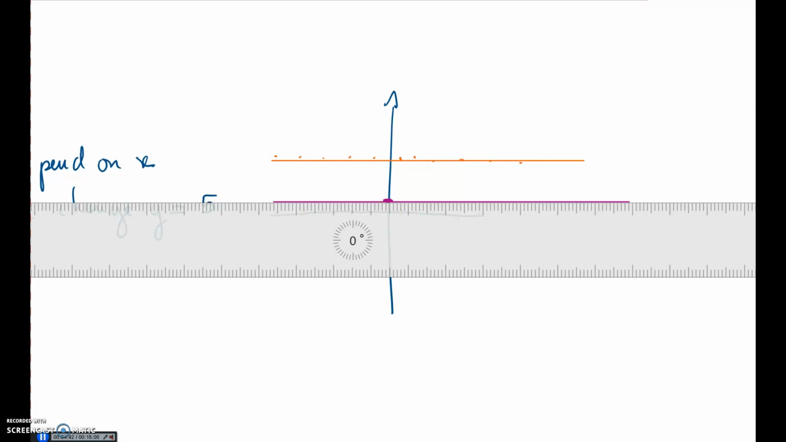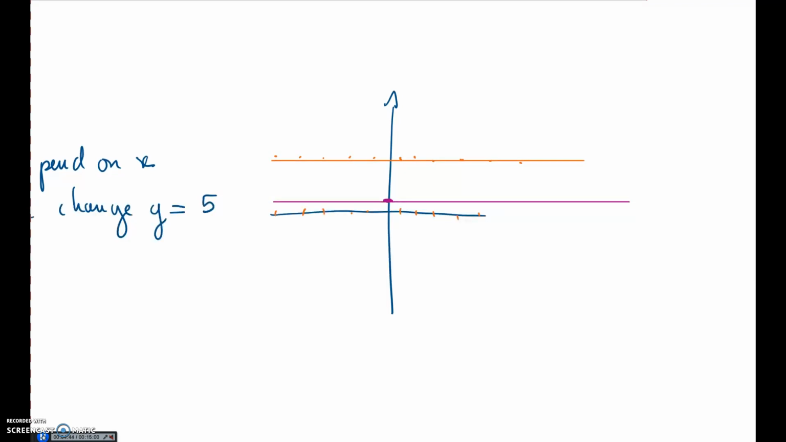Because what do I know about the two lines? Well, I know from the get-go that line number 2 and line number 1 are parallel to each other.